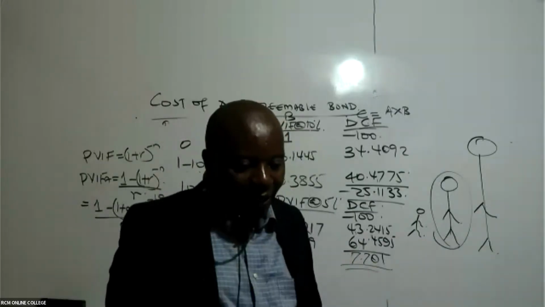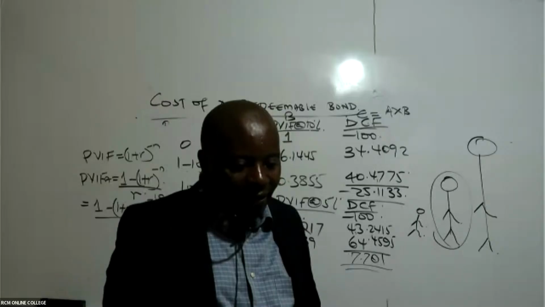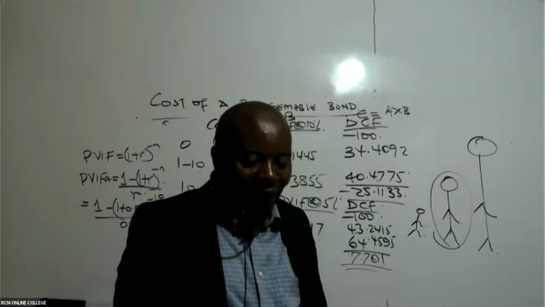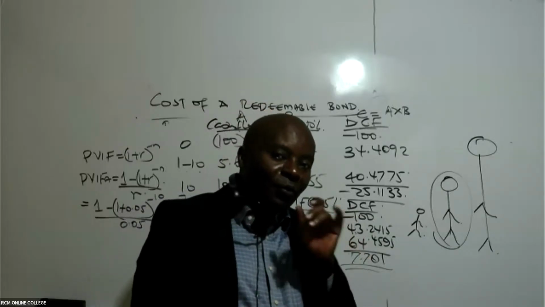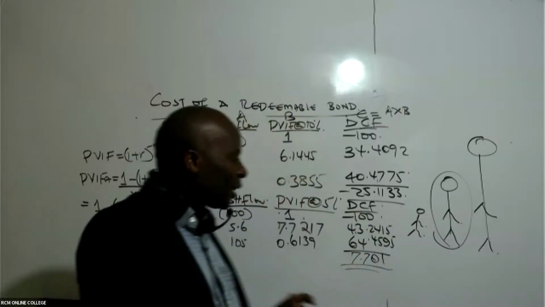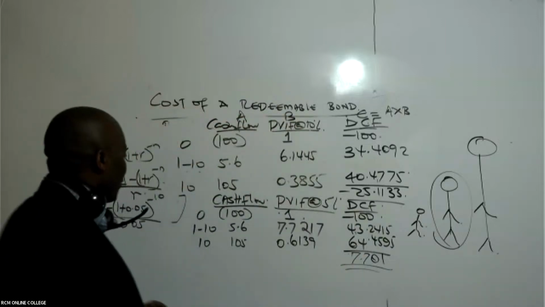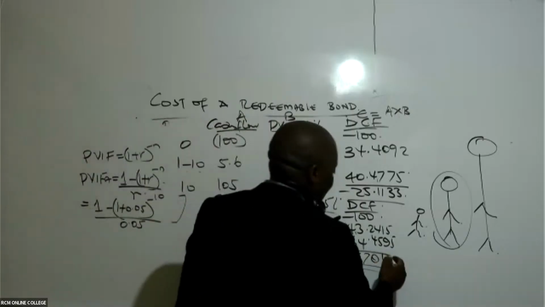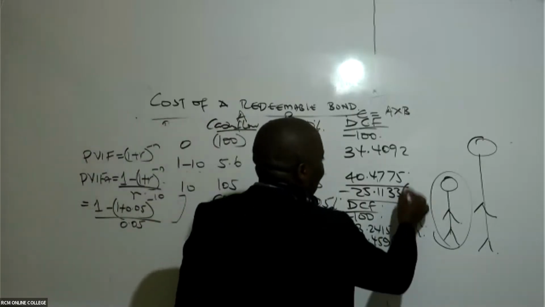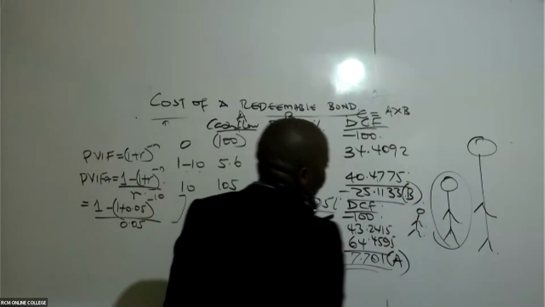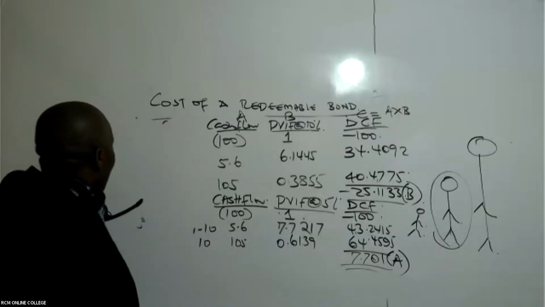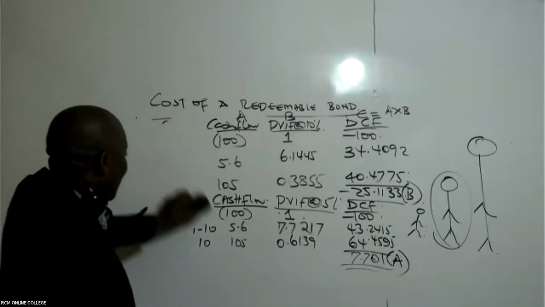Carol says, I tried this, but I got a different IRR. Then you must have messed up somewhere, because the final answers should be very, very close. So remember, the positive NPV is your A. Negative NPV is your B. Then come and give us the IRR.